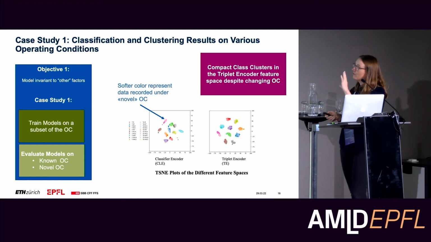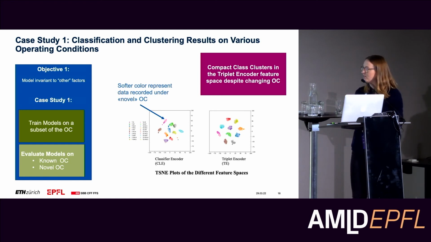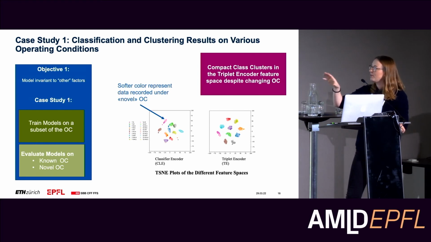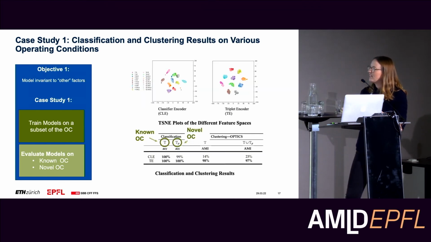This is the first test that we did, where we trained it on a subset of operating conditions. On the left, you see the feature space of the same model architecture, but optimized with a cross entropy loss. And we can see the different classes perfectly. But on the right-hand side, with the triplet encoder feature space, the classes are more compact and also more distinct. In the classification results, both feature spaces are absolutely suited to do classification. However, when we cluster with the density-based clustering algorithm OPTICS, the triplet encoder feature space was way better suited. T is always the known operating condition, a test set from the known ones, and TP is from the new one.